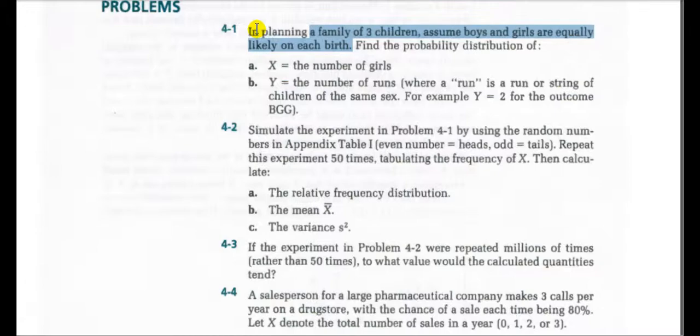Okay, part B. Y equals the number of runs. Now, what does he mean by a run? A run is a string of children of the same gender. For example, y equals 2 for the outcome B, G, G, because we'd say first we had a run of boys, even though it was only one boy, and then we had a run of girls, so we had 2 runs in this situation.